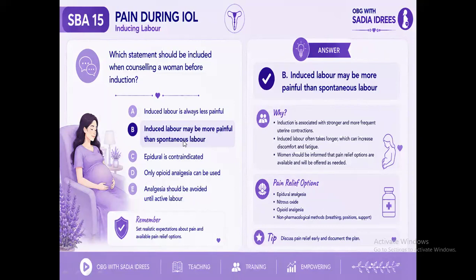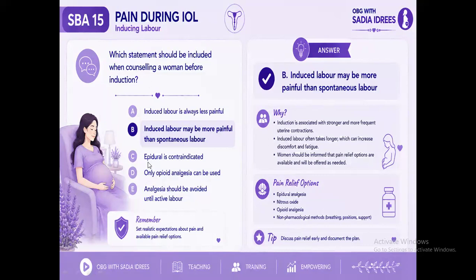And this should actually be discussed before induction begins. We should let women know that induced labor may be more painful. But here is the second half of the counseling, and it matters. The usual pain relief options should still be available. Induction does not mean, sorry, you cannot have an epidural. No. Epidural analgesia is not contraindicated merely because labor was induced. Other pharmacological and non-pharmacological options can also be used according to clinical situation and maternal preference.